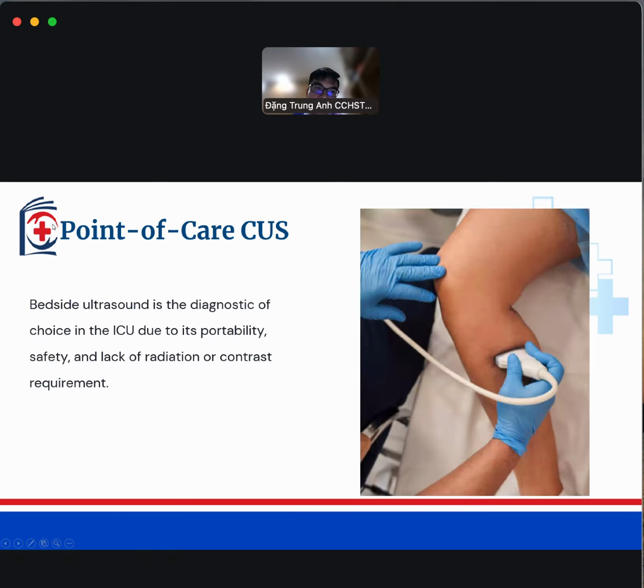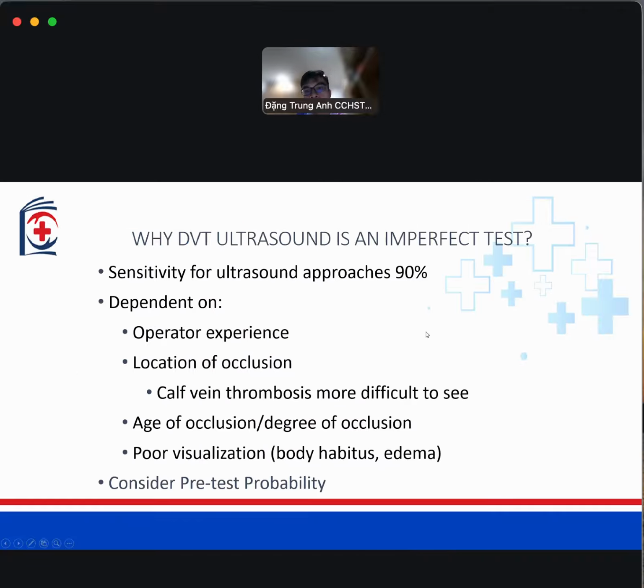We know that bedside compression ultrasound is the diagnostic of choice because of its portability. It's very safe, and the patient is not exposed to radiation or contrast. But it is not the perfect test, because the sensitivity of ultrasound only approaches 90%. It depends on the operator's experience.